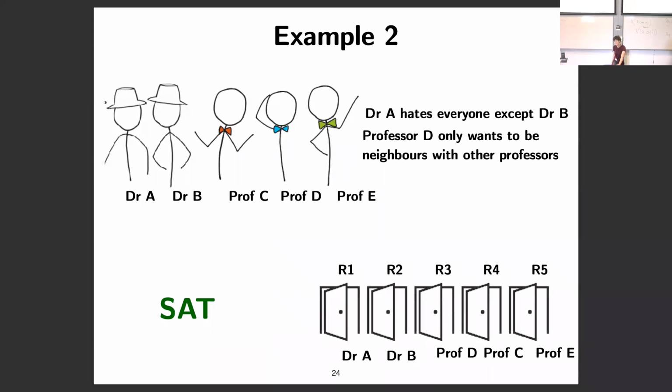I think what happened here was I originally said Professor C was the one that only wanted to be neighbors with other professors. And then I realized that there was a sort of nominative determinism that was possible with surnames, and it was better to use Professor D because it was slightly politer.